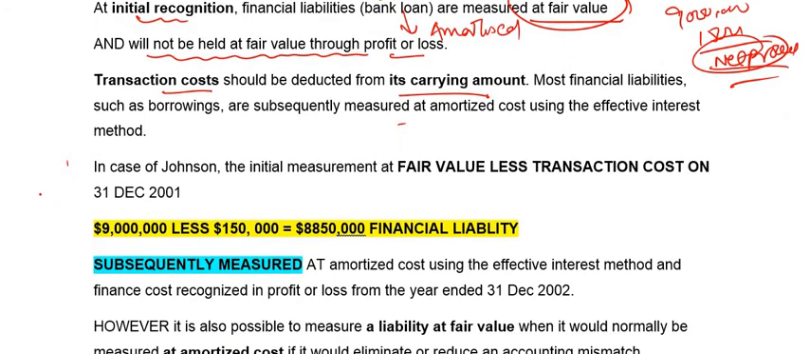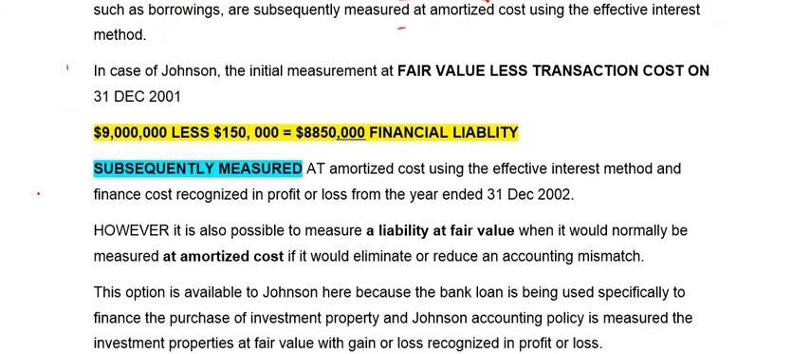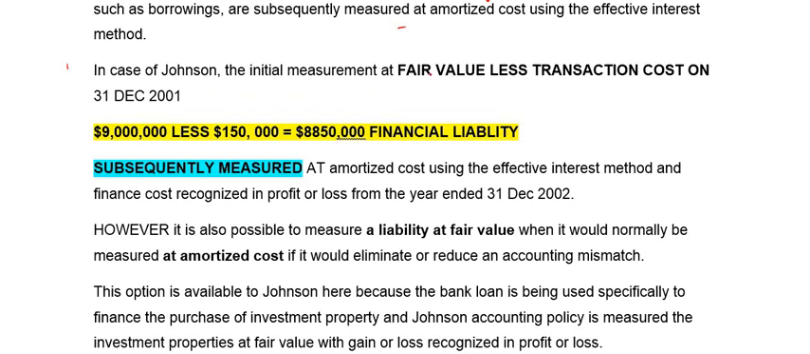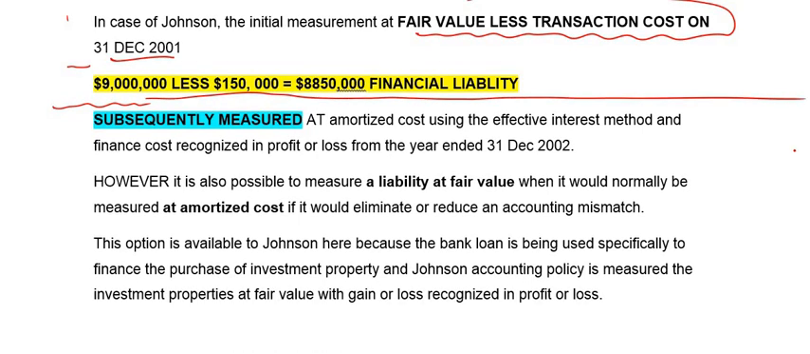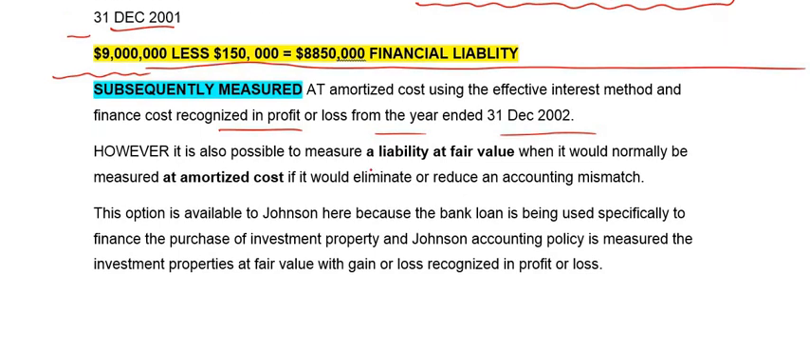But in the case of Johnson, this is the normal treatment. Now in the case of Johnson, the initial measurement is fair value less transaction cost on 2001. So this is the normal measurement, and here is the calculation: 9 million less this amount, and this is the financial liability. Subsequently, the amortized cost uses the effective interest rate to measure the finance cost recognized in profit or loss. This is the normal treatment. So how is it possible to measure the financial liability otherwise? Okay, now this is the point.